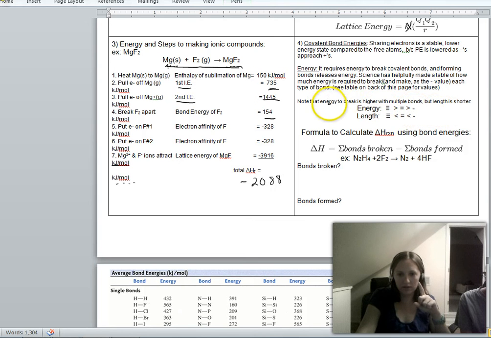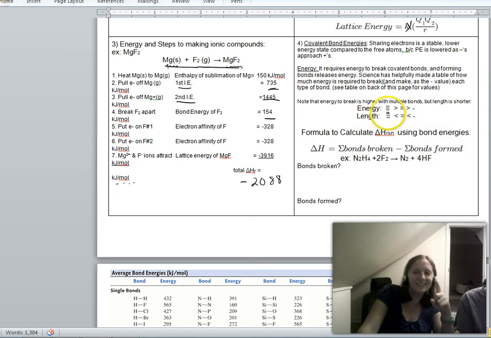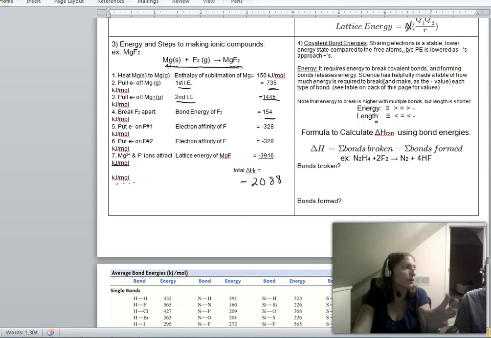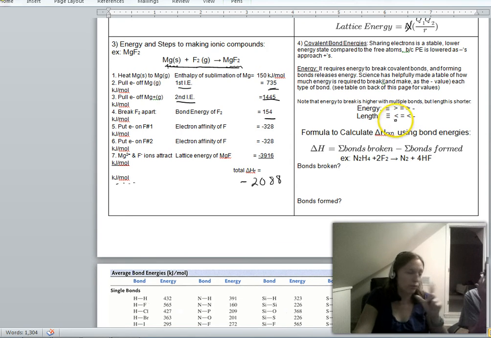Yes, here, the energy. Sorry, it's late. A triple bond has more energy to it than a double, and a double more than a single. The other thing about it is the length: a triple bond is physically very short. It pulls those atoms closer together compared to a double bond, which is close, compared to a single bond, which is long. So very short, short, and long. Ding. Very strong, strong, and weak.